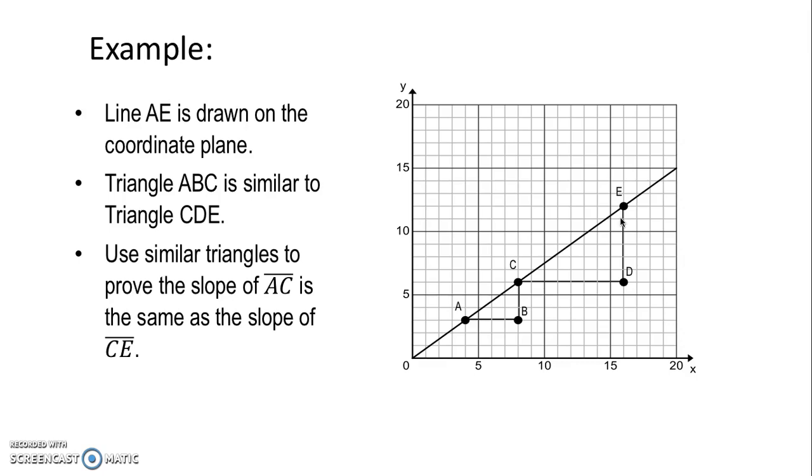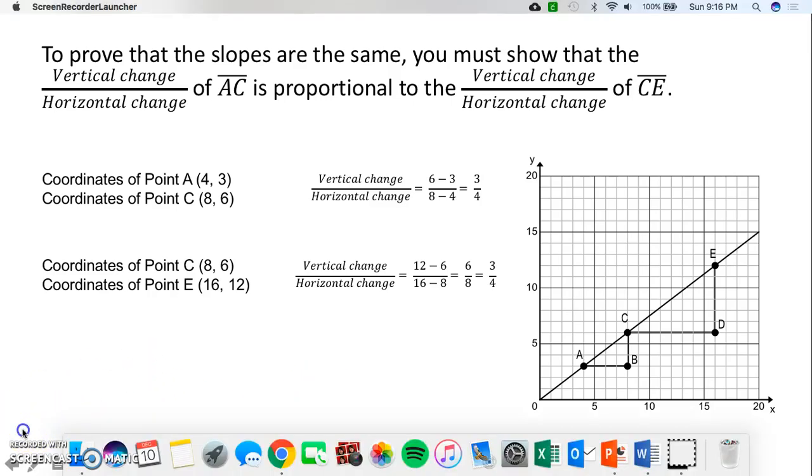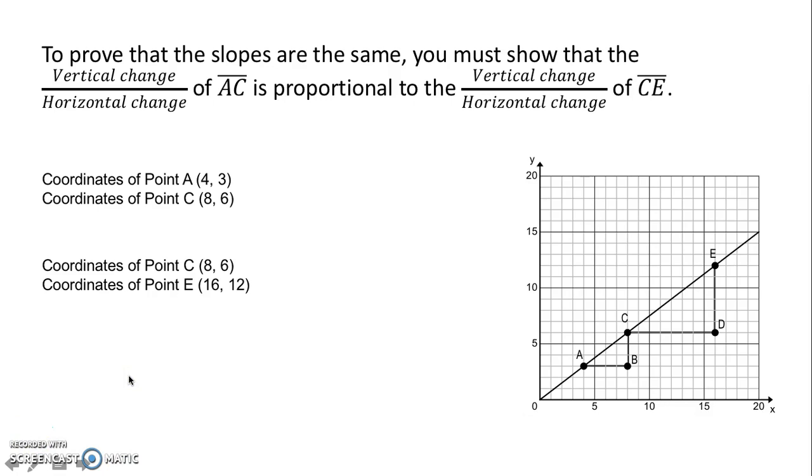Alright, we want to use similar triangles to prove the slope of AC is the same as the slope of CE. In order to prove that the slopes are the same, you must show the vertical change over horizontal change of AC is proportional to the vertical change over horizontal change of CE. Essentially, we are finding the change in y over the change in x of line AC and the change in y over the change in x of CE.